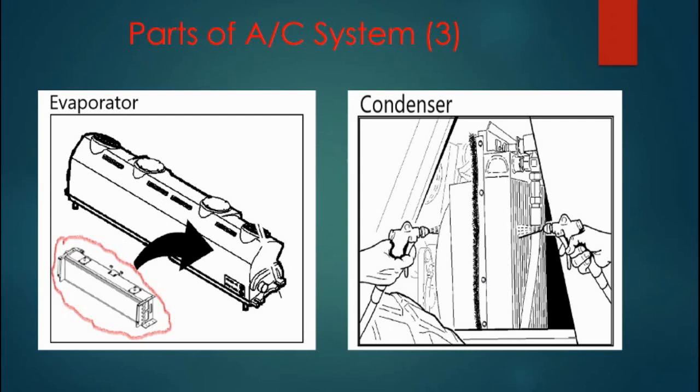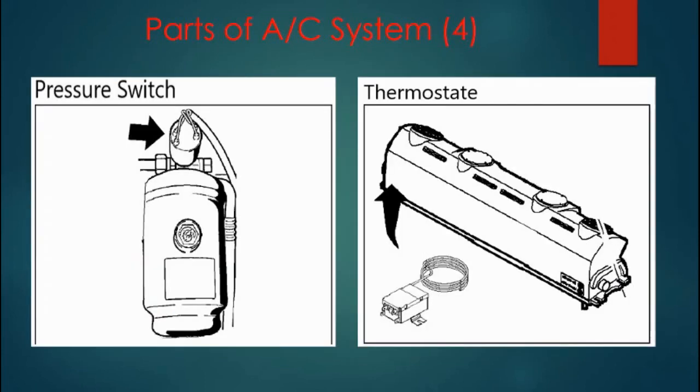parts which we have already talked about. But these 2 parts, the pressure switch and the thermostat, in the next slides we will talk about these 2 components, which are used to monitor the complete AC system. So let's move.